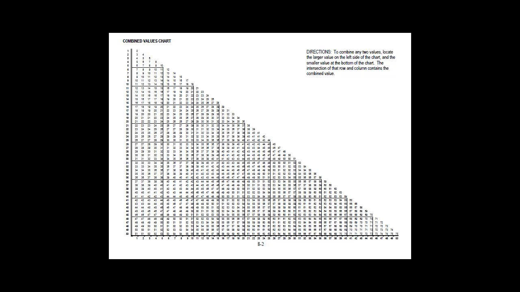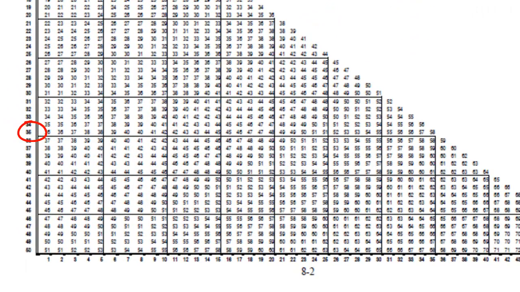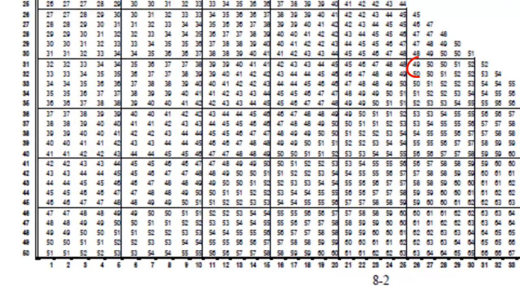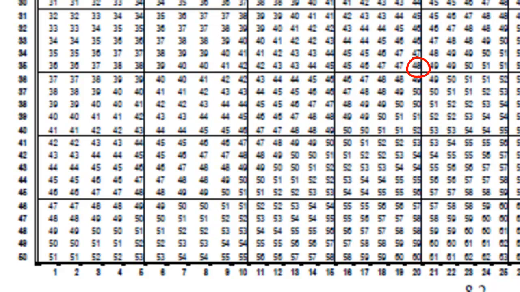For example, let's combine 35% and 20%. Read down the left side of the chart until you come to the larger value, that is 35%. Then read across the 35% row until you come to the column indicated by 20% at the bottom of the chart. At the intersection of the row and column is the number 48. Therefore, 35 combined with 20 is 48%.